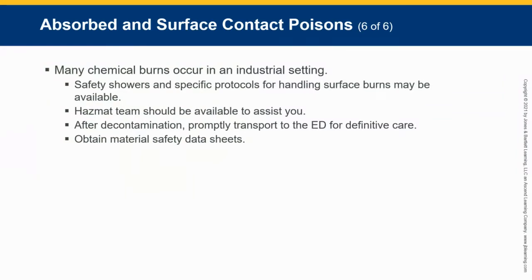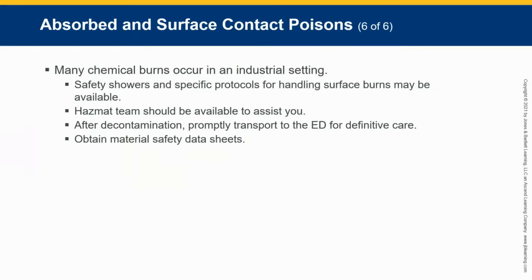And obviously in an industrial setting, you may see chemical burns. Safety showers and eye wash stations and those things may be available. Try to note the location of them, or ask members of whatever organization you're at where those specific things would be, because you can utilize those to treat your patient. You don't necessarily have to treat them solely in your ambulance. And after they've been deconned, we're going to transport them directly to an emergency department for further care.